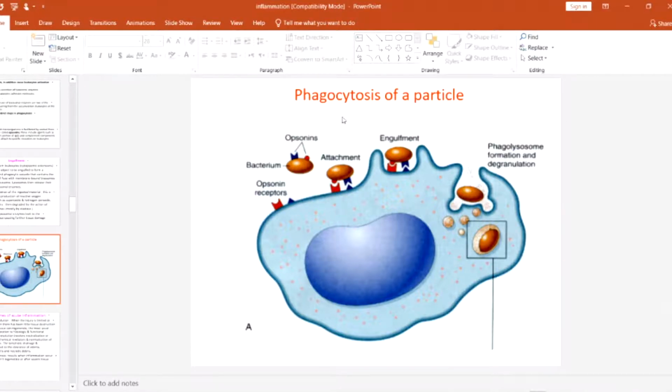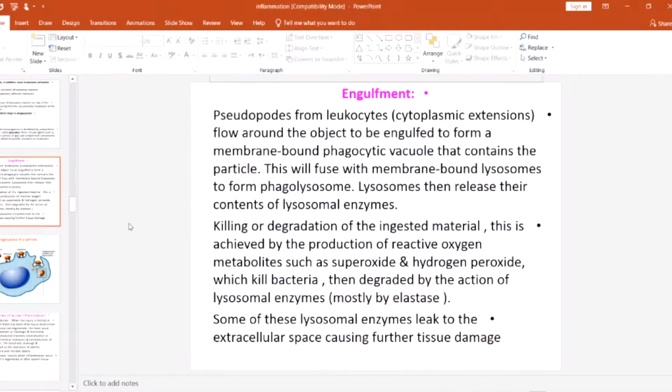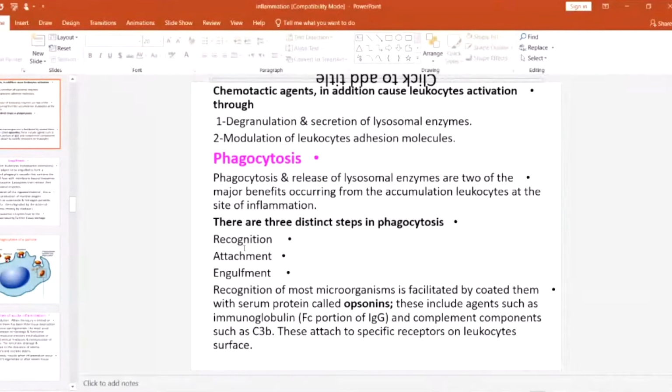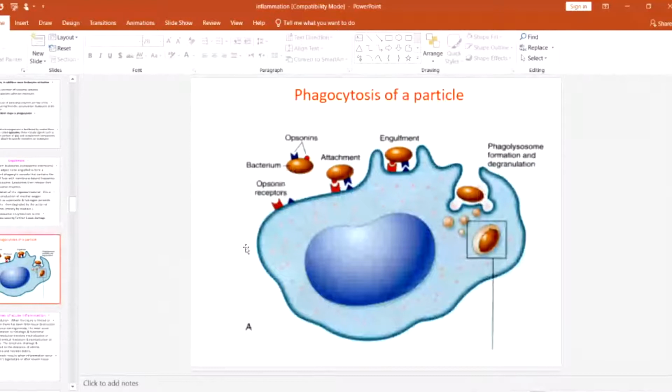Now the steps of phagocytosis are 3. Number 1, recognition. Number 2, attachment. Number 3, engulfment. So recognition, the opsonine will help the white BC to recognize the bacteria. This is step number 1, recognition. Number 2, attachment, between the bacteria and the white BC. Number 3, engulfment. So the white BC will engulf the bacteria.